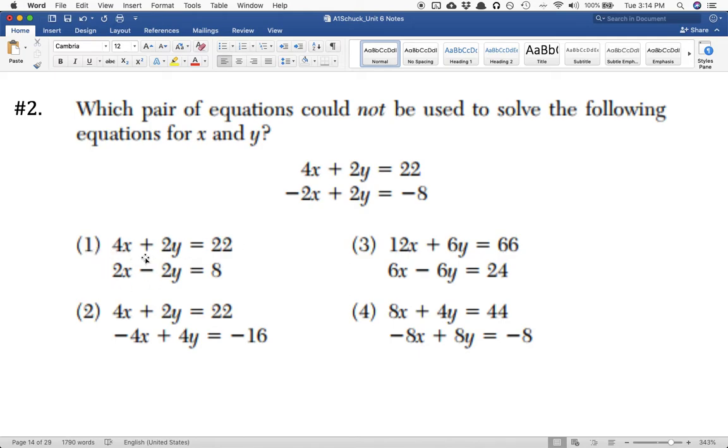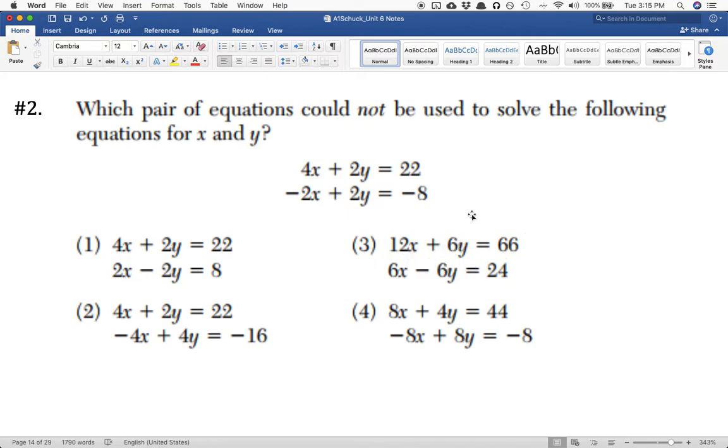So let's see. For answer choice 1, 4x, 2y, 22. Nothing changed there. That's okay. 2x, negative 2y, 8. I started with negative 2x, positive 2y, negative 8. It looks like to go from my original to the bottom in choice 1, I multiplied everything on the bottom by negative 1. Negative 1 times negative 2 becomes positive 2. Negative 1 times positive 2y becomes negative 2y, and negative 1 times negative 8 becomes positive 8. So this one is okay because I multiplied the whole bottom equation by negative 1, and I did it correctly.